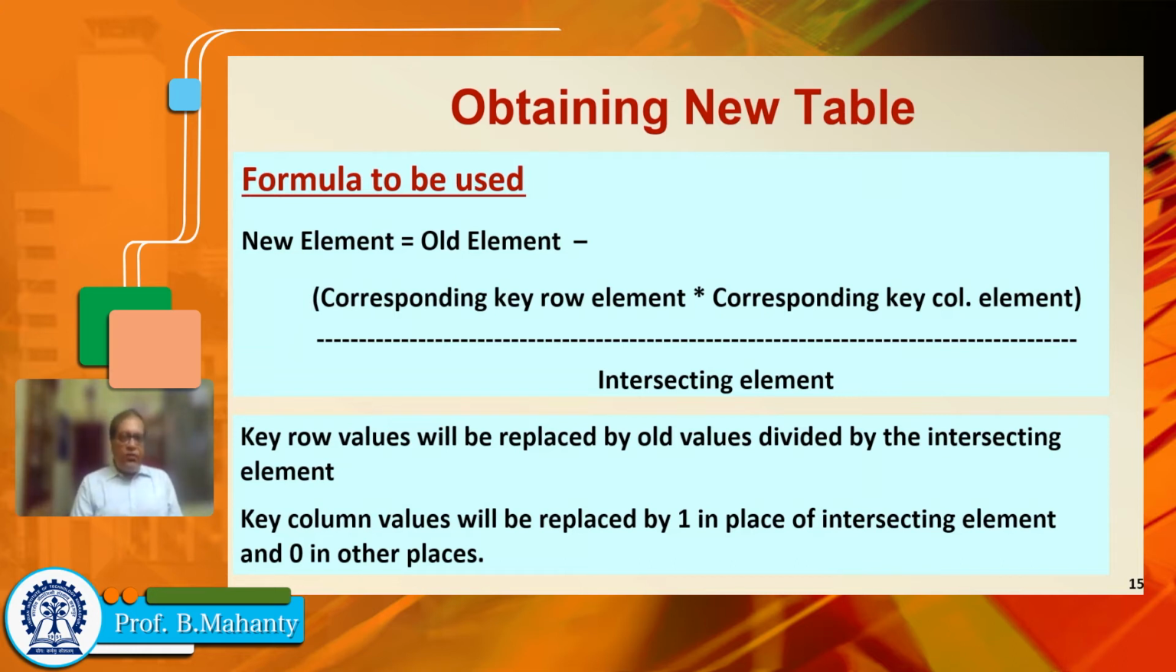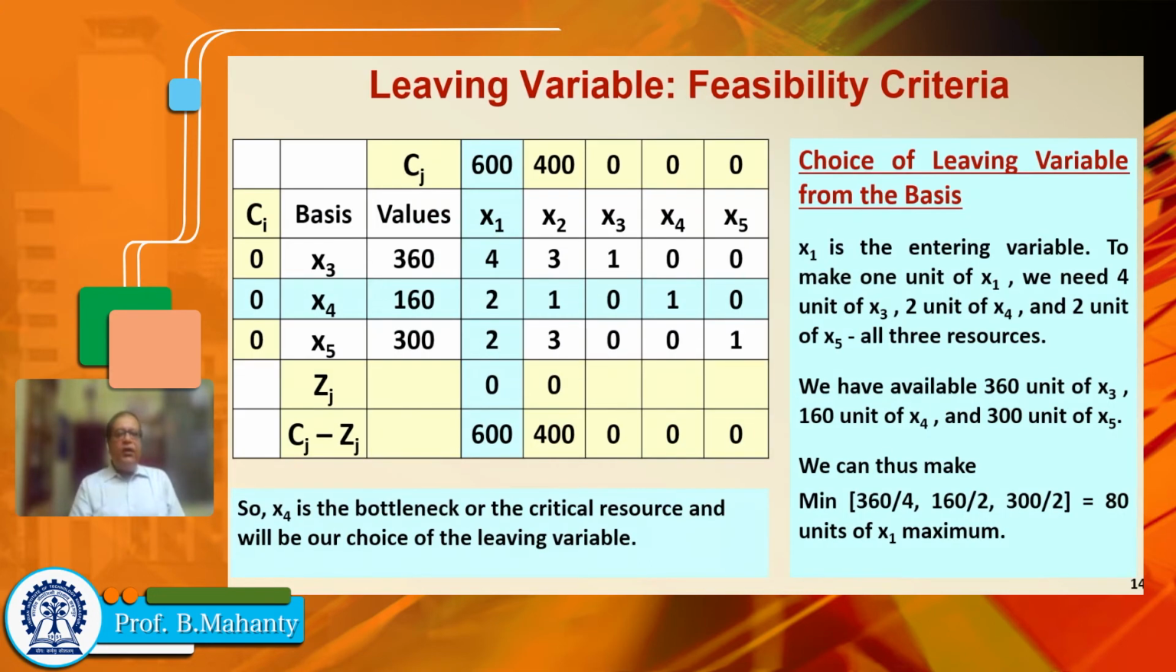Now where did this formula come from? If you look at it carefully, first of all, you divide by the intersecting element, and that would put x1 equal to 160 by 2 minus x2 by 2 minus x4 by 2. What is 2? 2 is the intersecting element. So when you put it here, that 4 will now become 0. You ensure that this 4 becomes 0 because you are replacing this x1 by that equation.